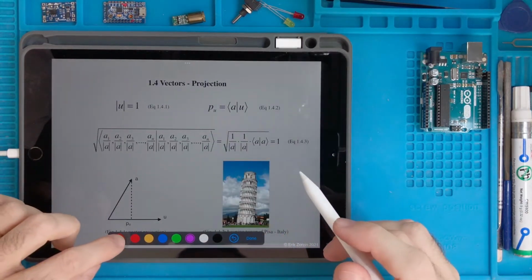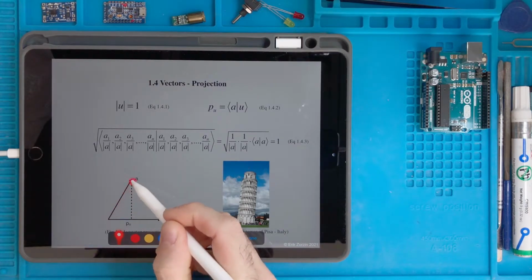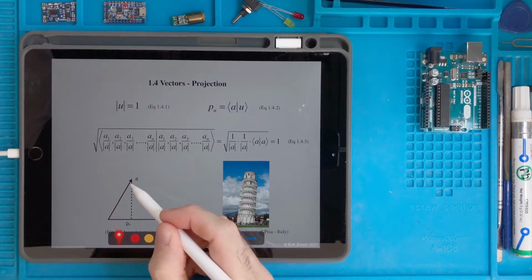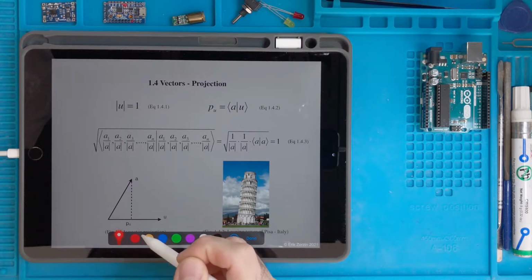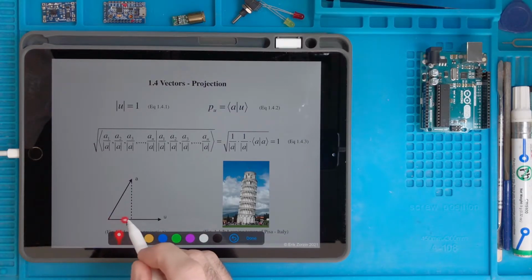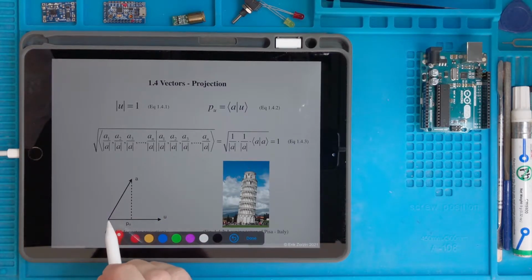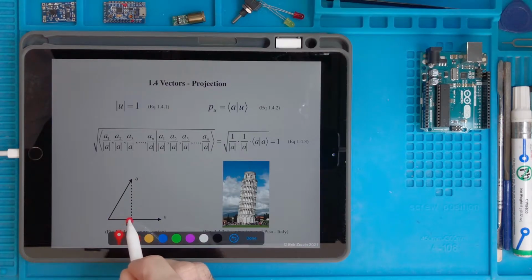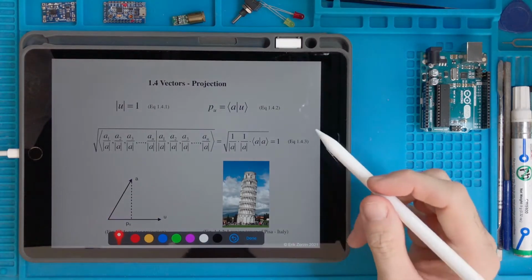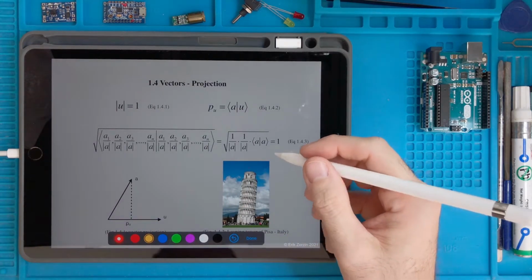So you see here a vector A, and then I draw these little dots here and meeting this other axis, and then I consider this little piece of axis to be what I call the projection of the vector. So of course projection is something that comes from geometry.